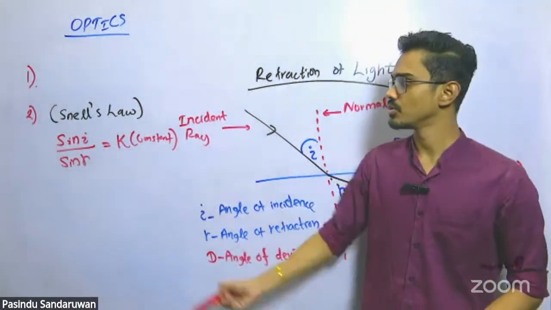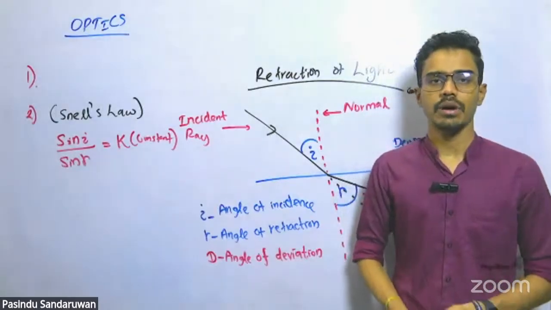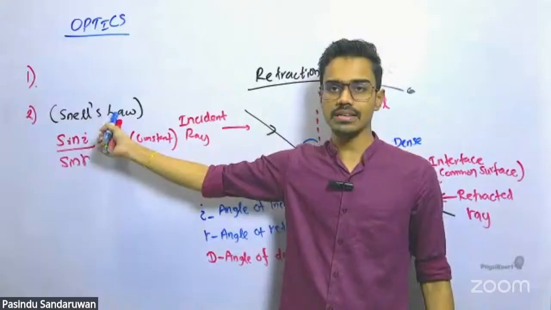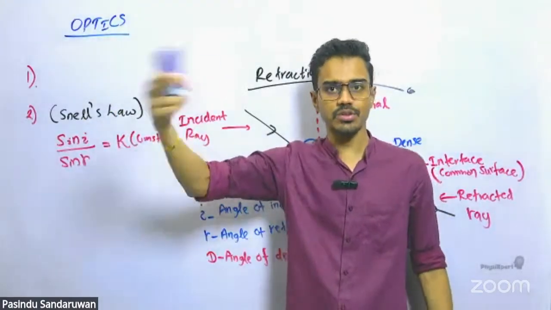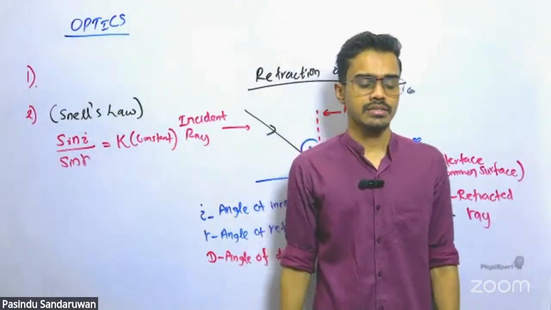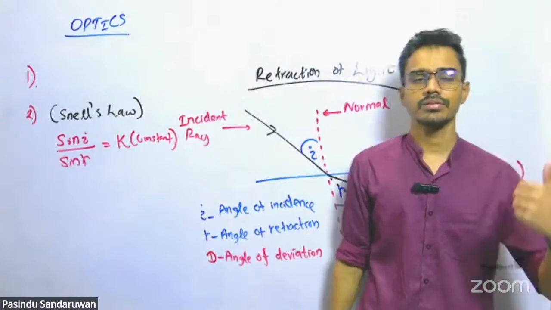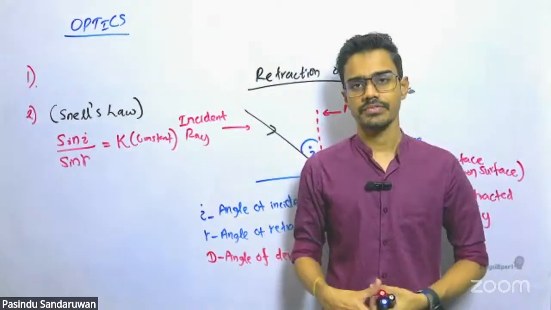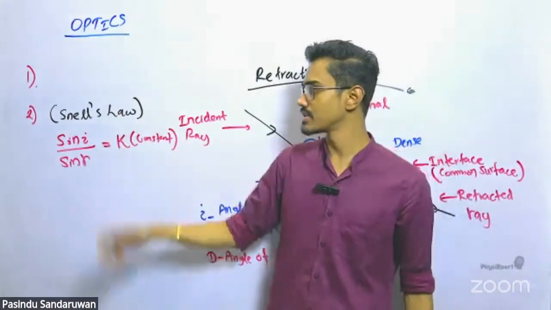Mention this also. When you are asked to write refraction laws, you can't write the second law as Snell's law. You have to write the law in words, not the name of the law. If you are asked to write refraction laws, that is called Snell's law.